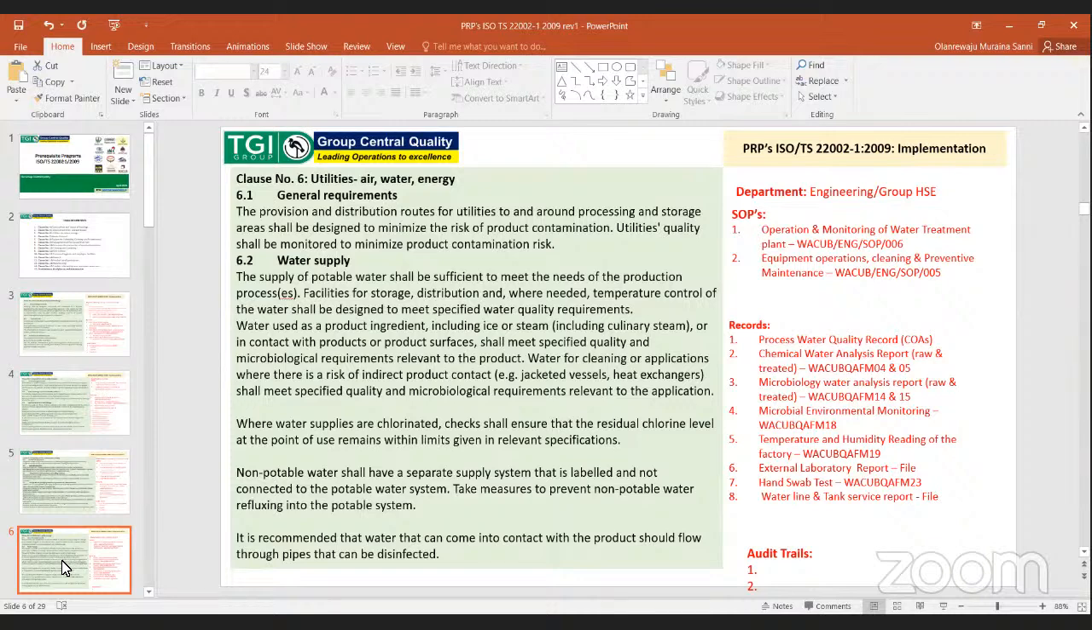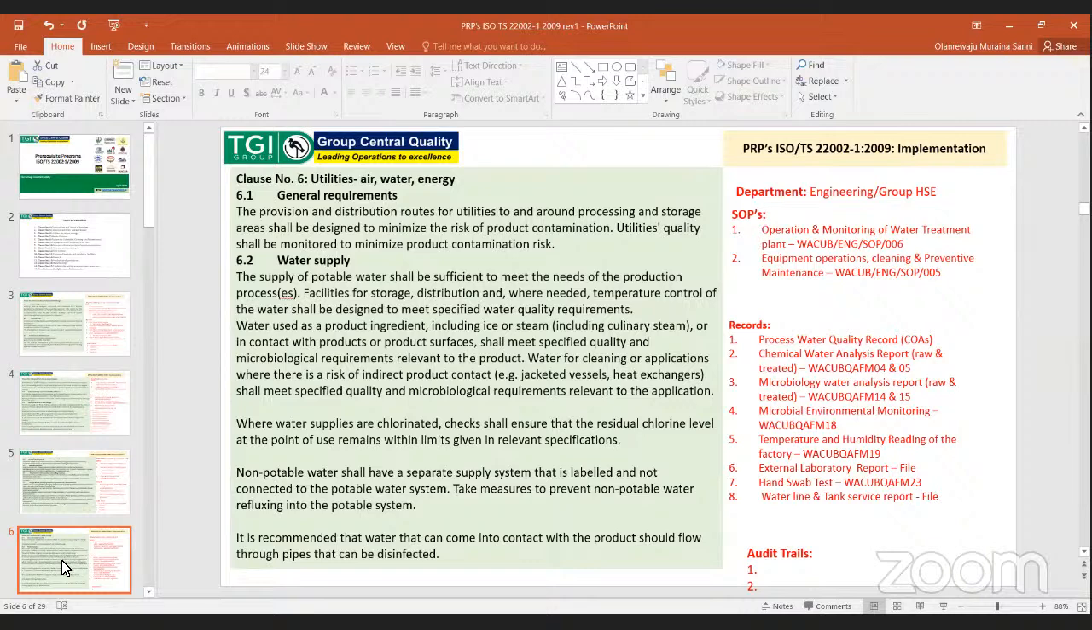We have microbial environmental monitoring, where we monitor the production environment as well as outside. Then temperature and humidity record, that is for QA. Then we also have external analysis report. We have a file where we keep all external analysis. Then we have hand swab test, which is carried out by QA, which is FM 23.